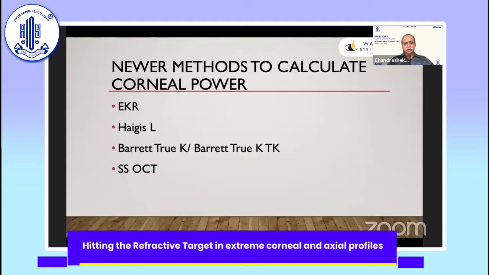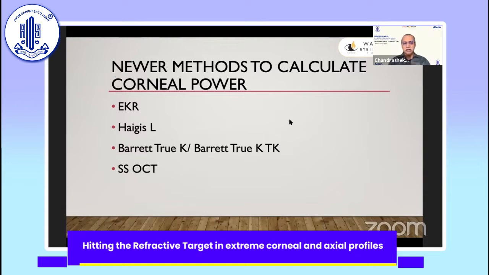Let us talk about the newer methods, that is EKR, Haigis-L, Barrett-Truquet TK, and SSOCT. Haigis-L is the first kind of formula we got ready-made, where it uses the central intermediate corneal power and uses some regression analysis differently in hyperopic and differently in myopic LASIK to find out what K to use in Haigis formula, and gives us an IOL power. So it was quite accurate.